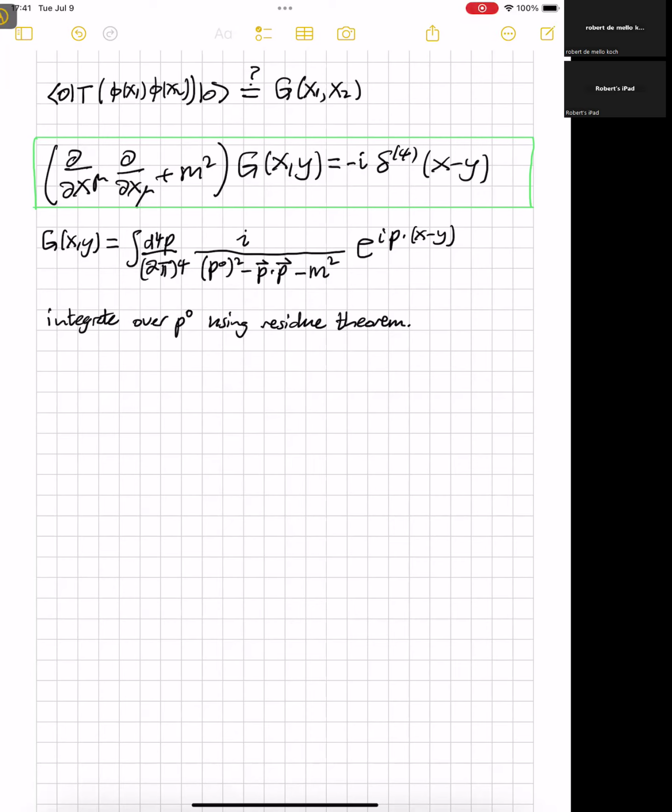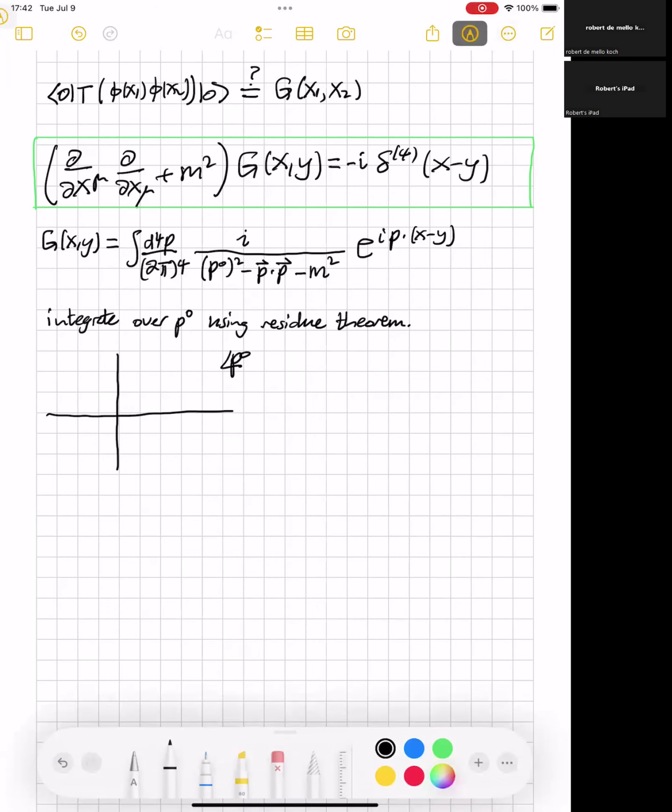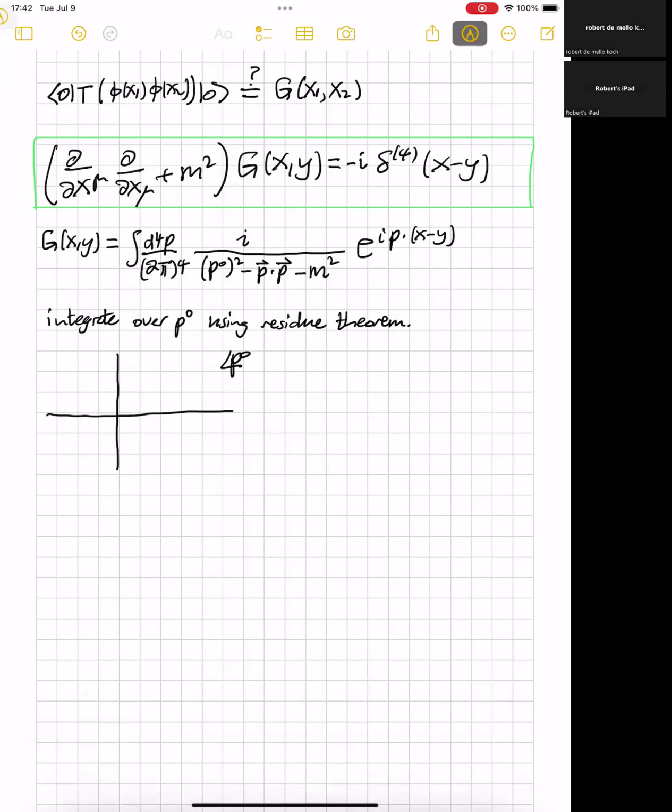So first of all, let's draw in the complex P naught plane. There's the P naught plane, and let's put in our path of integration. So our path of integration, where do we integrate from? Well, from minus infinity to plus infinity. So that's what our path of integration will look like.